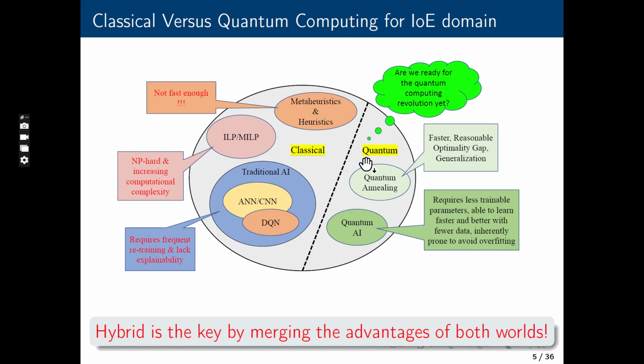Now, as good as everything sounds about quantum, the biggest question is, are we really ready for the quantum computing revolution yet or not? My answer to this question is rather in the gray zone. So it's yes and no at the same time. We do have some quantum computing resources available in today's world. However, those are simply not fast enough. They are simply not enough to keep up with the scalability requirements. So we cannot solve very large scale or even reasonable scale optimization problems with quantum computing yet.